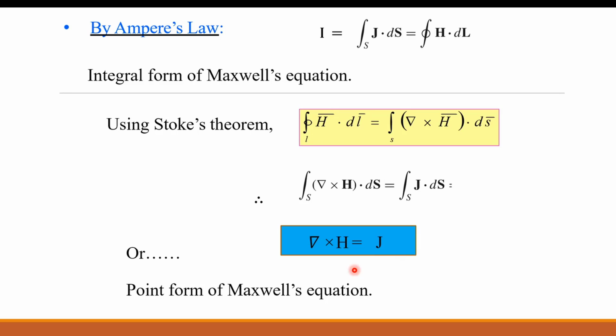Now here H is related to J and J is related to I. So the field quantity is related to the source quantities. The H field is related to the source, that is current I. So again, this is the point form of Maxwell's equation derived from Ampere's law: del cross H is equal to J. These two are the second equation. The first is the integral form, closed integration of H dl is equal to I, and the second is the point form, del cross H bar is equal to J bar. That is the point form of the second Maxwell's equation.